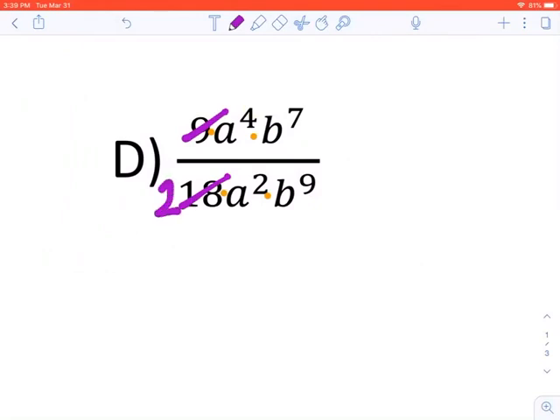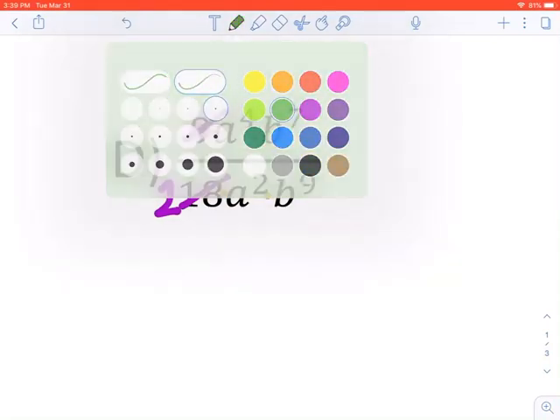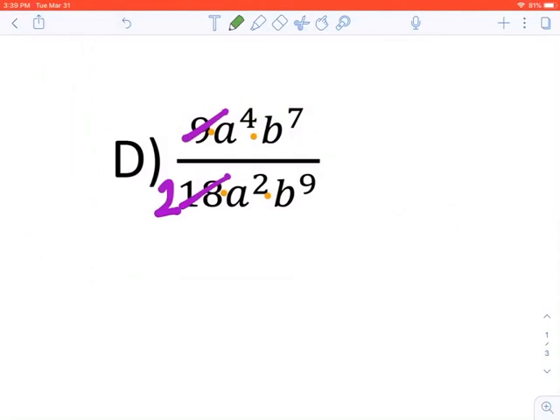A lot of people tend to write the 2 on the top just by mistake, but remember the bigger number is 18, so when 9 goes into the 18, that's 2 left over, so the bigger number 18 is on the bottom, and the 2 goes on the bottom, okay? A to the 4th and a squared. Again, we subtract those exponents. We're left with an exponent of 2 on the top because 4 is bigger. And then for b to the 7th, b to the 9th, 9 minus 7 is going to be 2, and 9 is bigger, so the 2 goes on the bottom.